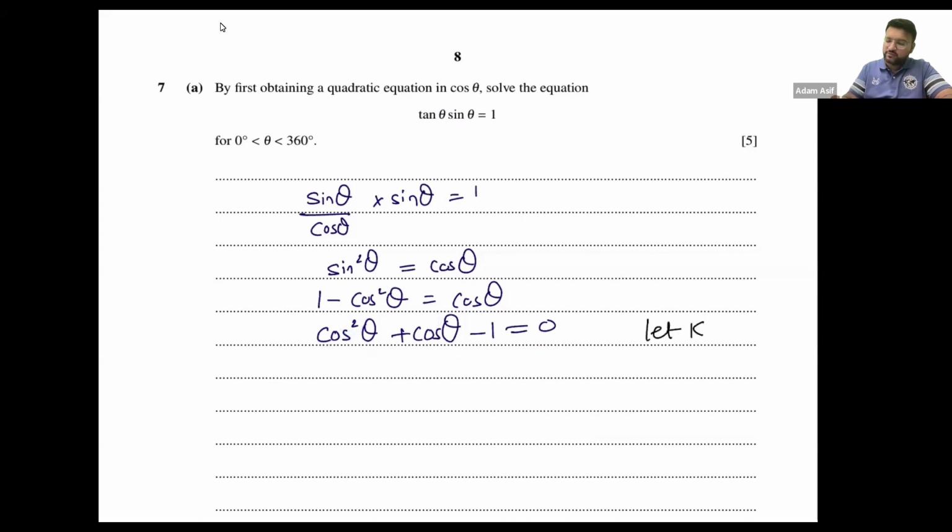So let k be equals to cos theta. So this is going to be k square plus k minus 1 equal to 0. Solve this quadratic equation for me. Give me the values of k.